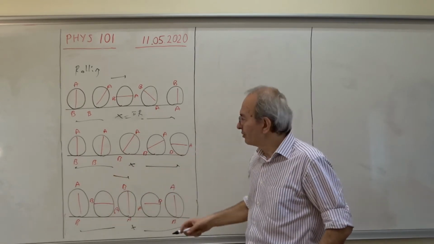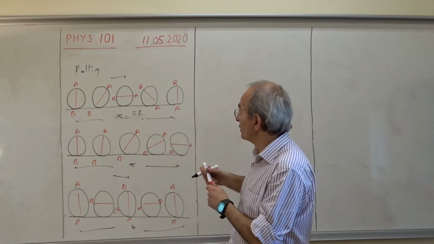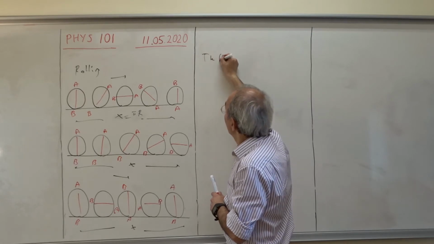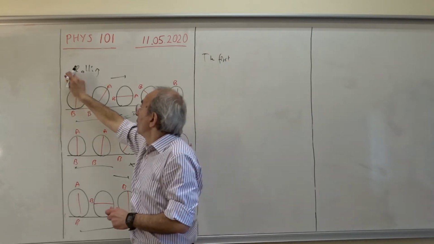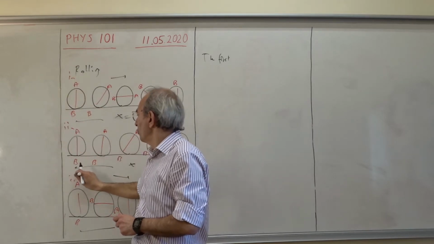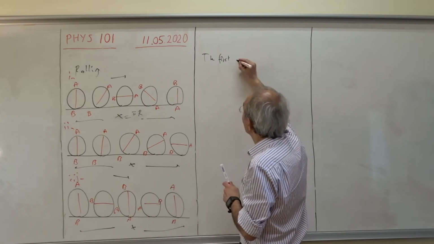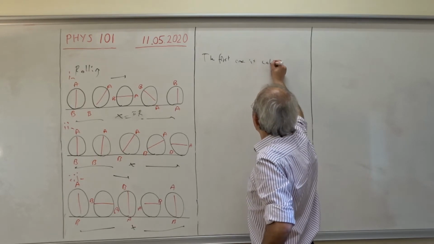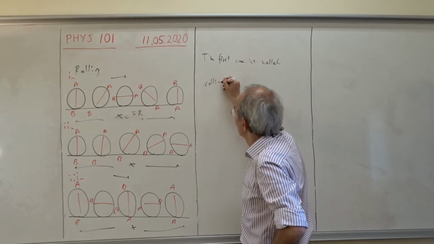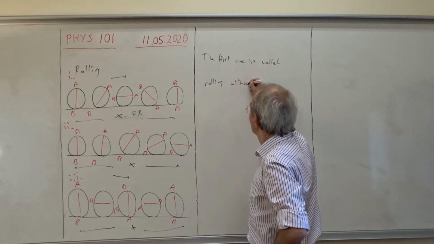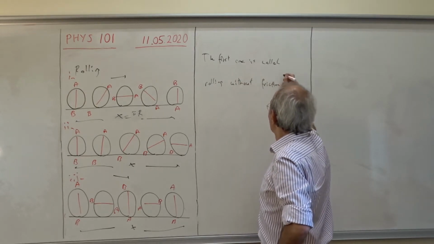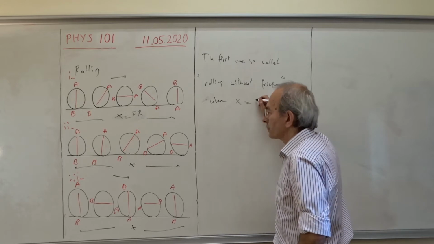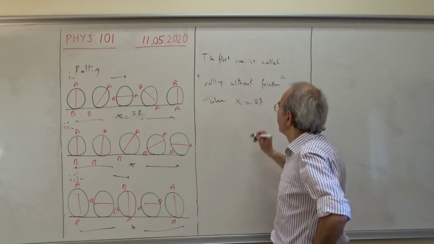It completes one full turn. Let me call them 1, 2, and 3. Number 1, the first one, is called rolling without friction, where x is equal to, let's say, pi times r.